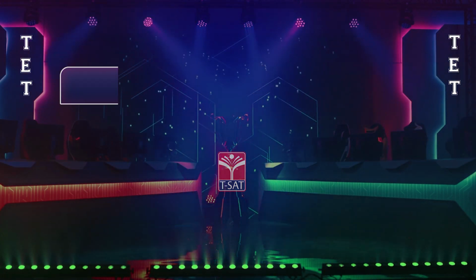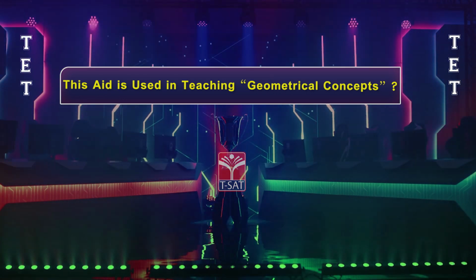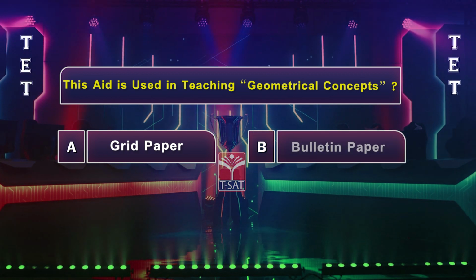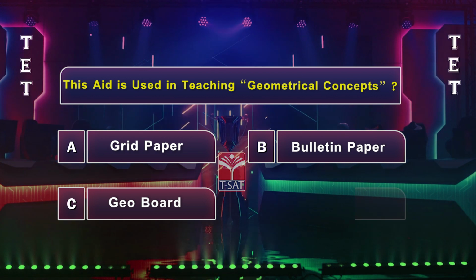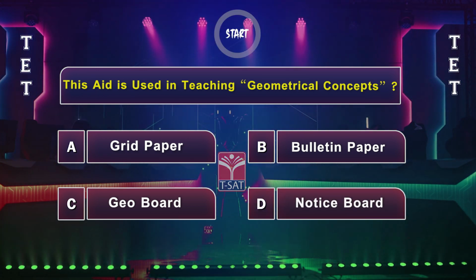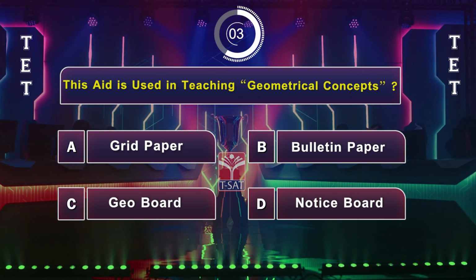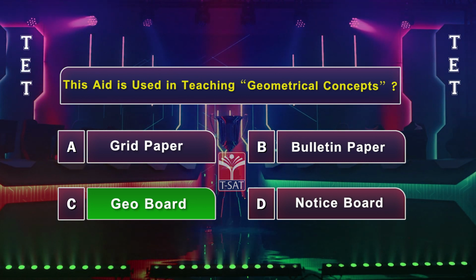11th question. This aid is used in teaching geometrical concepts. Option A, grid paper. Option B, bulletin paper. Option C, geoboard. Option D, notice board. Your time starts now. The correct answer is option C, geoboard.